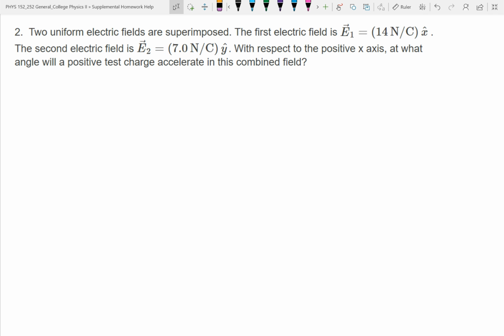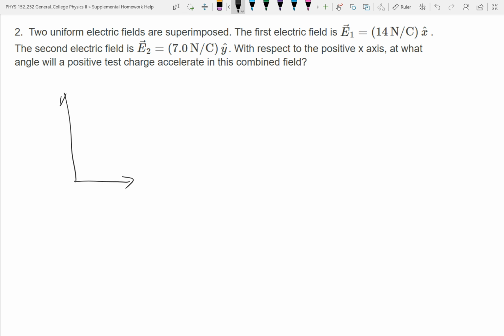I would fail. Two uniform electric fields are superimposed. The first electric field, E1 vector, is equal to 14 newtons per coulomb in the x direction. Right? The x hat means in the x direction. The second electric field E2 is equal to 7.0 newtons per coulomb in the y direction. With respect to the positive x-axis, at what angle will a positive test charge accelerate in this combined field? So how should we start? Yeah, draw a picture.